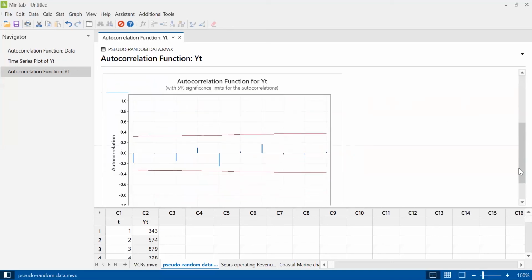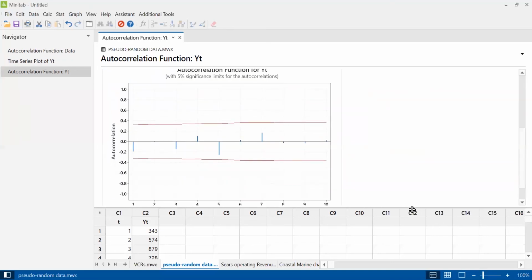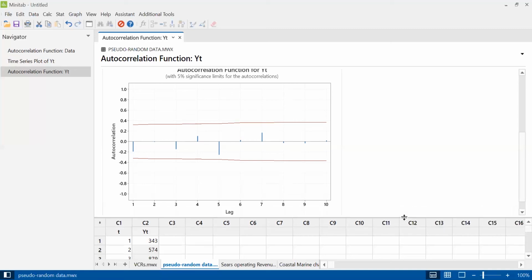Further, let's move to the graph. Visually, it's easier for us to identify that all the autocorrelations represented by the blue spikes are within the red curves. So none of them are significant, which confirms that our data is random. We don't observe any pattern. In other words, we can say our data is stationary. That's another term we can use.